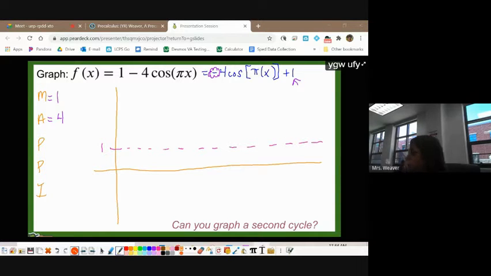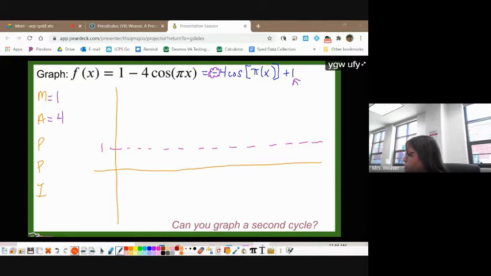Okay, now from the midline, we're going to go up the amplitude to get to our maximum. So 1 plus 4 will give us a maximum of 5. And we're going to go down the amplitude 4 units to get to our minimum, which will be 1 minus 4, which is -3. So our minimum will be -3. Okay, so that's how we use the midline and amplitude to graph those. Questions for me on midline amplitude? Are we doing well so far?